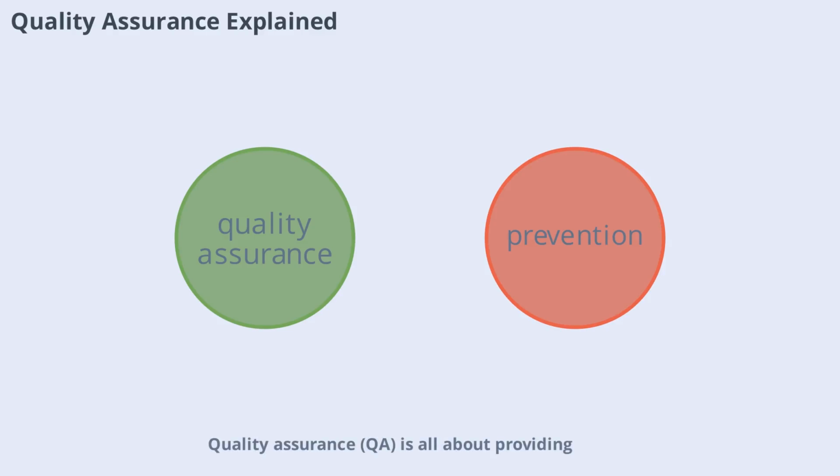Quality assurance (QA) is all about providing confidence that quality requirements will be fulfilled. Unlike quality control, which focuses on detecting defects, QA is proactive. It involves systematic activities and processes designed to prevent issues before they arise. QA includes process audits, training, and continuous improvement initiatives. By embedding QA into your project, you create a culture where quality is everyone's responsibility, not just the job of a single department or individual.